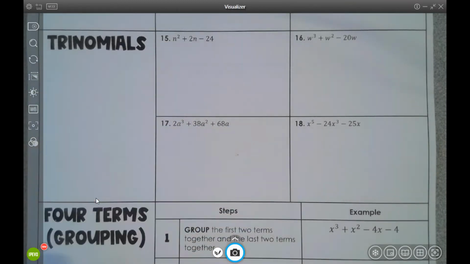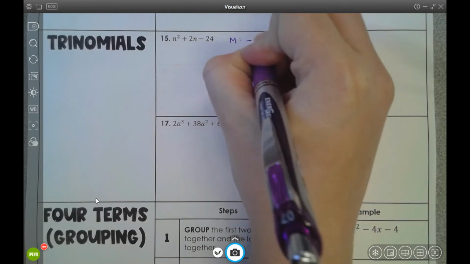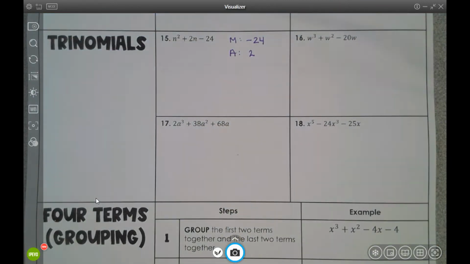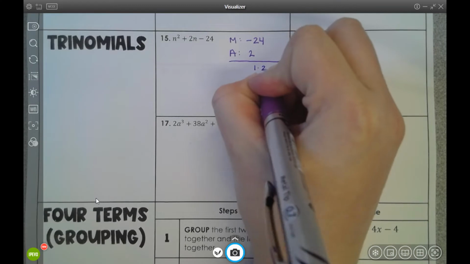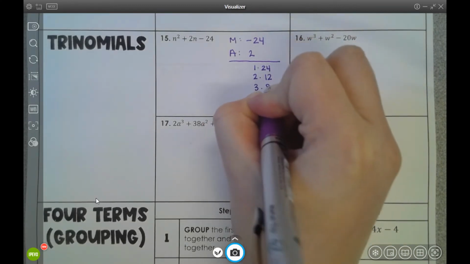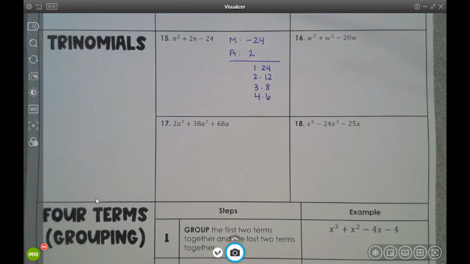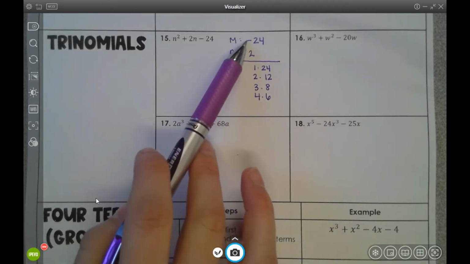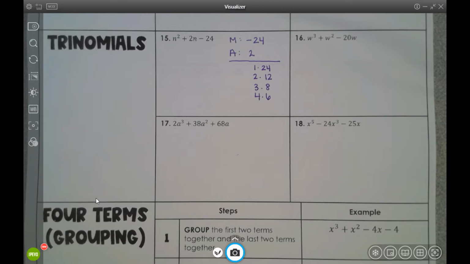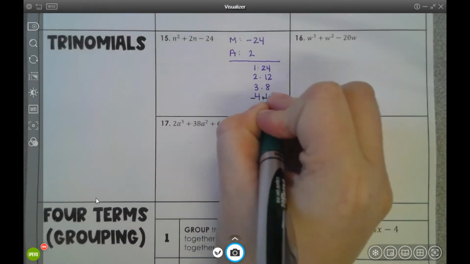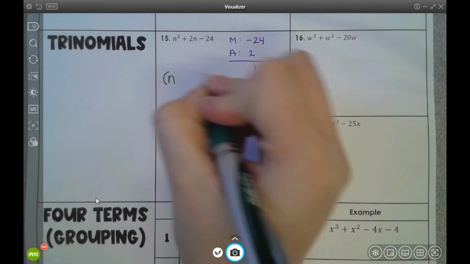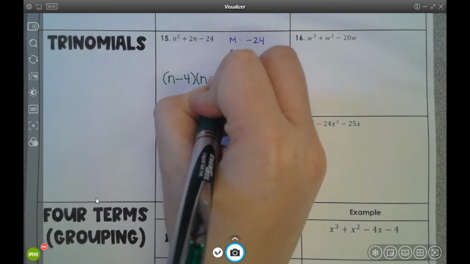All right, so number 15, we're looking for two numbers that multiply to be negative 24, but add to be 2. If you have trouble thinking of those numbers, write all of the ways you can get 24: 1 and 24, 2 and 12, 3 and 8, 4 and 6. And then see which ones work, because it's multiplying to be a negative, so one of these has to be negative. Anybody got them? Negative 4 and positive 6. Good. So when we factor, we write n minus 4, n plus 6.